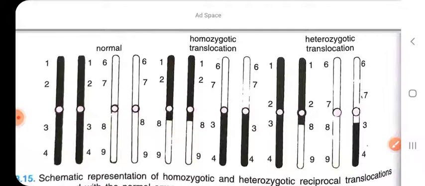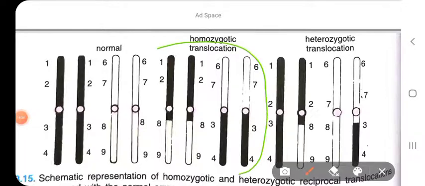We will focus on homozygous reciprocal translocation. Now this homozygous reciprocal translocation that we have seen just now, this type of translocation cannot be identified cytologically. Why? Because they form regular bivalent. They form regular bivalent structure at pachytene stage during meiosis. Well, bivalent, sometimes it is called a tetrad.